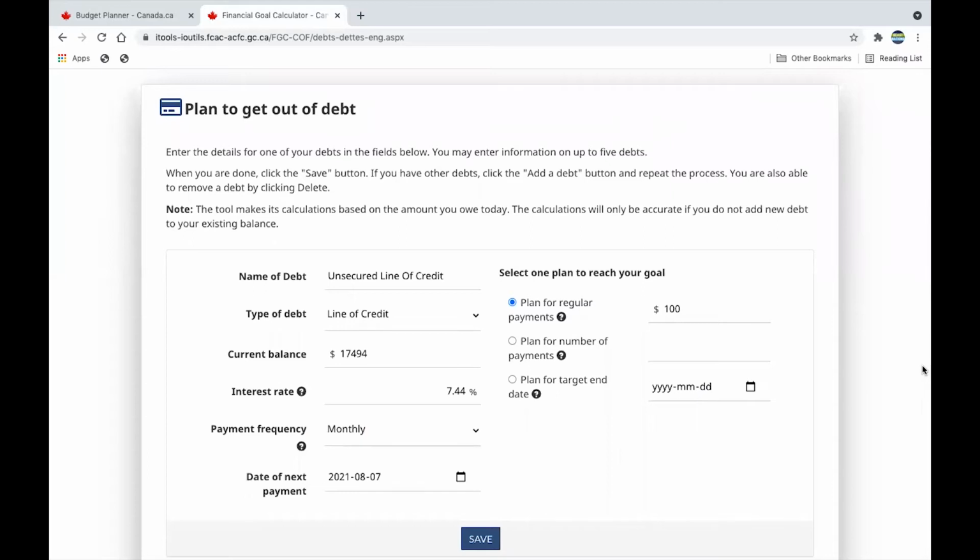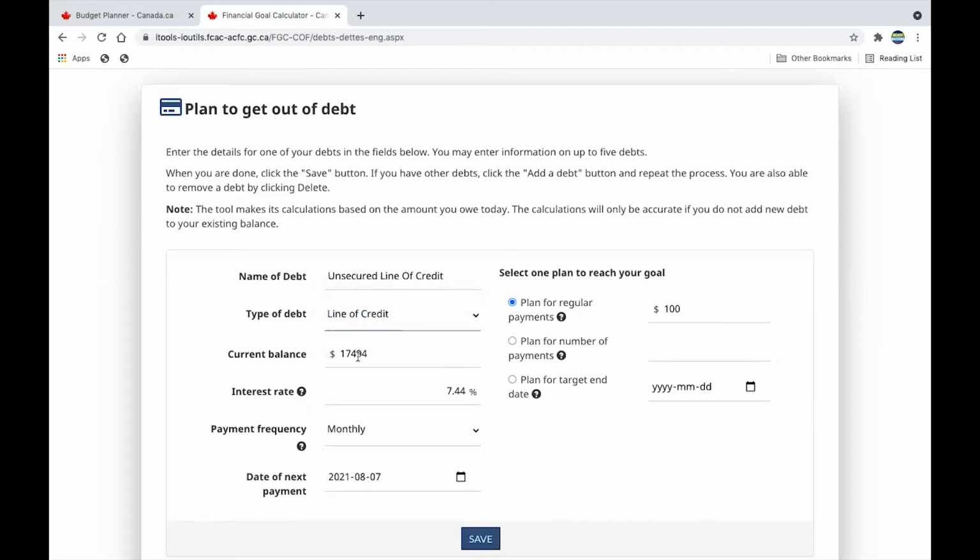So what we're going to do here, as you can see on my screen, is one, you are going to write the name of the line of credit, though you can decide not to write it out, and then the type of line of credit. So if you're using this tool, it's a free tool, you can also use it to look into paying off your car loan, credit card, mortgage, personal loan, or other debt. But for this demo, we're looking at a line of credit.